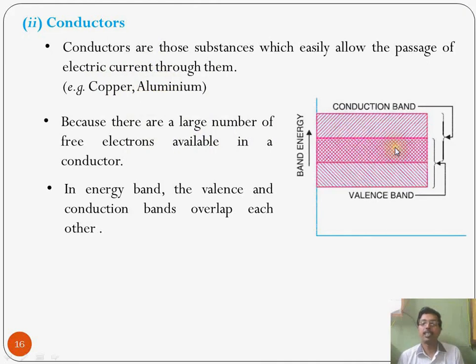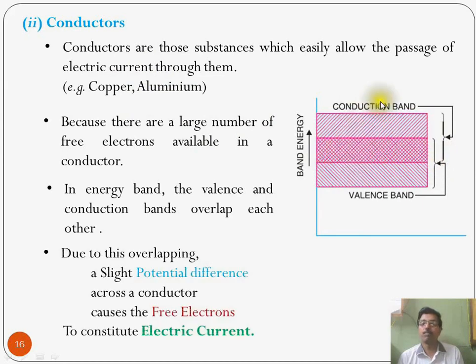Just look at this energy band diagram. Here, both the conduction band and valence band overlap each other. That means there is no energy gap between the conduction band and valence band. So due to this overlapping, a very small potential difference is more than enough to cause electrons to move from the valence band to the conduction band, that is, to cause free electrons to constitute an electric current. So it's clear that there is no energy gap since the conduction band and valence band overlap each other in the case of conductors.